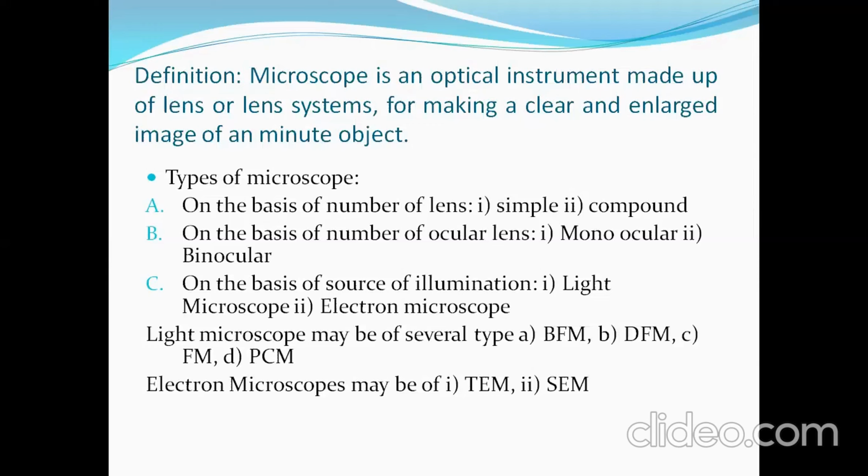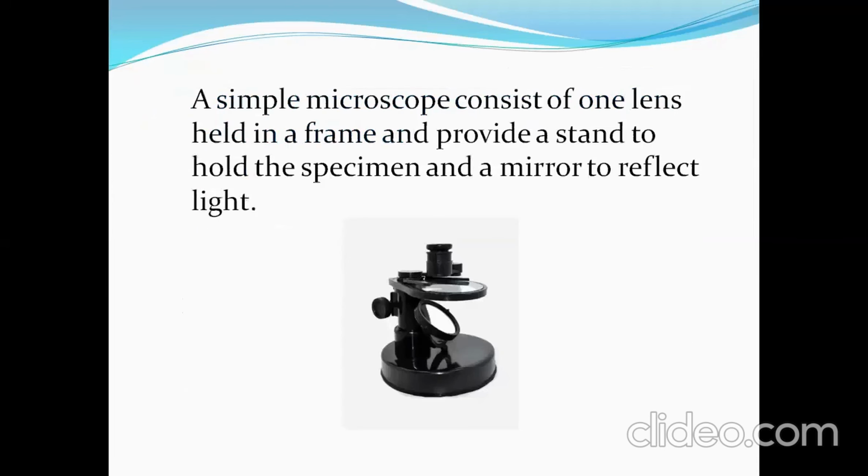Okay, so let's start with the very basic one, the simple microscope. Then we pass on to the compound microscope or the bright field microscope. I have already mentioned that a simple microscope consists of one lens. It is just held in a frame, with a stand to hold the specimen and a mirror to reflect the light. So what are the different parts?